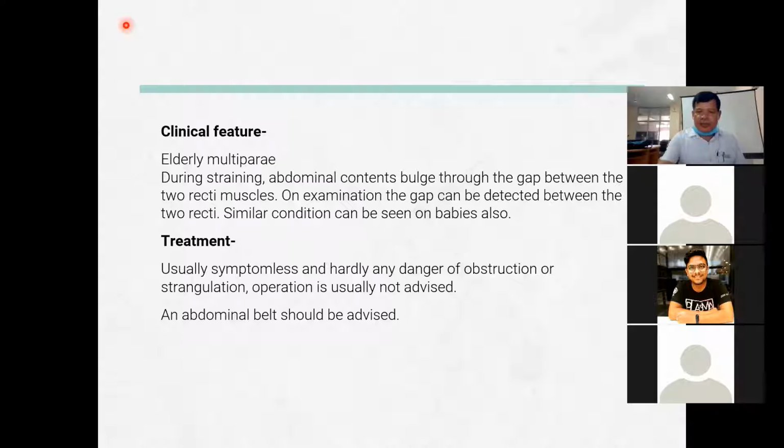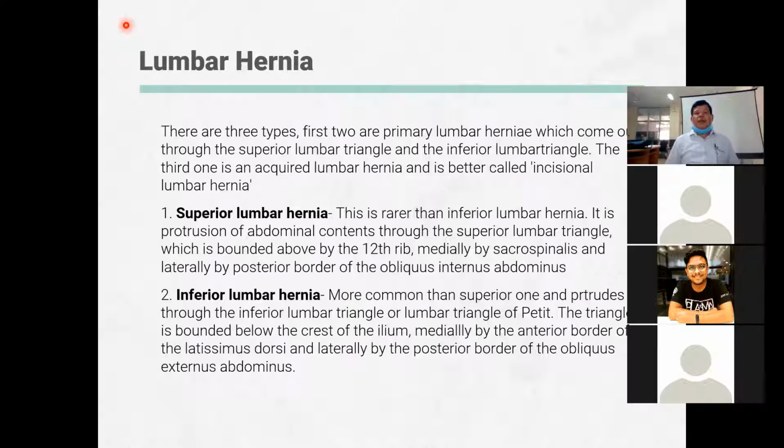Next one is lumbar hernia. Lumbar hernia usually occurs in the lumbar regions, on the right or left side, and is of three types. The first two are called primary lumbar hernia, which comes out either through the superior lumbar triangle or through the inferior lumbar triangle. The third is the acquired type of lumbar hernia, better called incisional lumbar hernia.